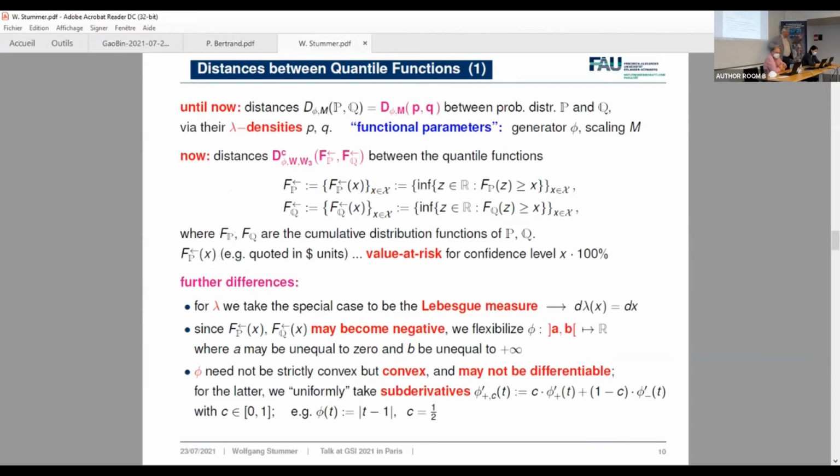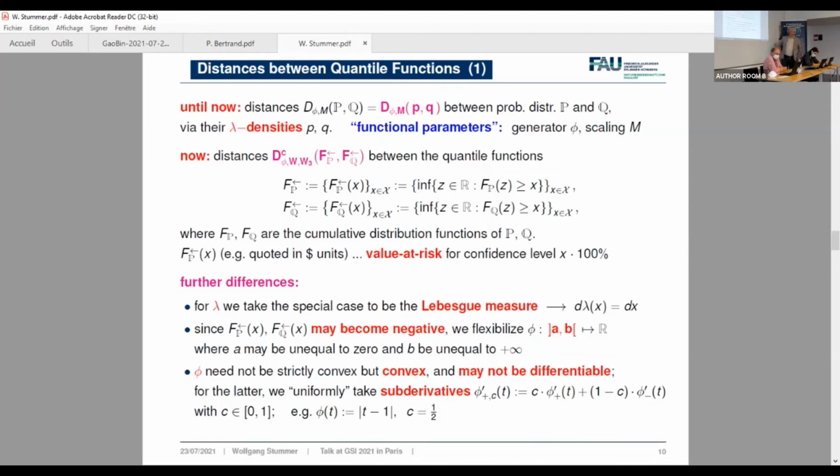So now, what did we change? So far, I've told you how to measure the distance between two probability distributions reflected by their lambda densities, okay? But now we switch the context. What do we change? So first of all, we take a divergence between quantile functions of P and Q. And a further difference is the dominating measure: we integrate over the Lebesgue measure. So basically, we evaluate Riemann integrals, okay?